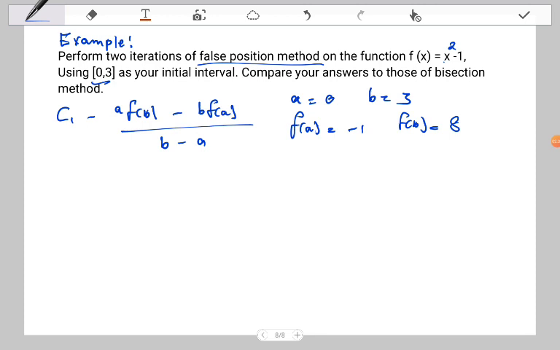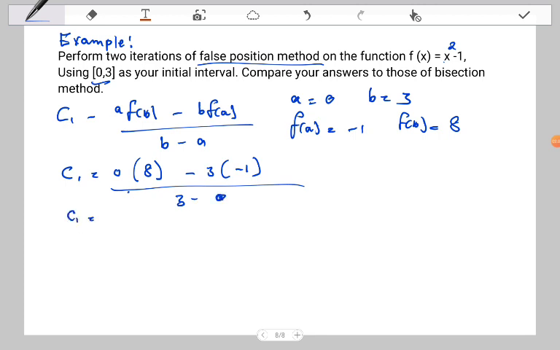So C1 is A, which is 0, times f of B, which is 8, minus B, which is 3, times f of A, which is minus 1. You divide this by f of B minus f of A, which is 8 minus minus 1, giving 9. This gives you 3 over 3, which is 1. So your C1 is 1.